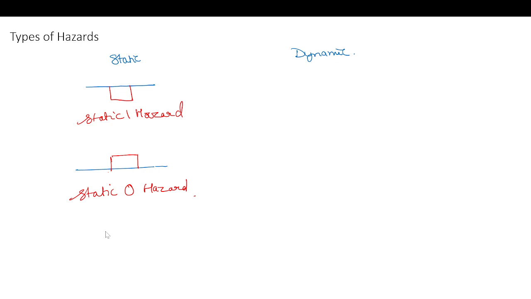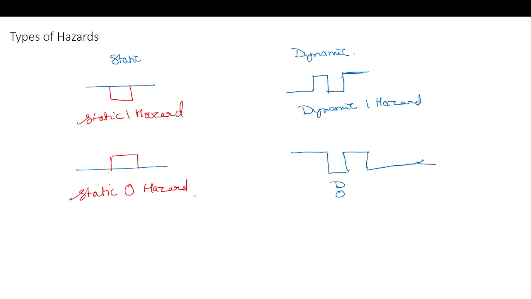And dynamic: there is a transition, we said 0 to 1 or 1 to 0. In between, we see that it goes up, again goes down, and then goes up. So this is a dynamic 1 hazard. And similarly, this has to go down, but instead of this transition, it makes some transition, goes up again, then it comes to the ground potential. So this is the dynamic 0 hazard.